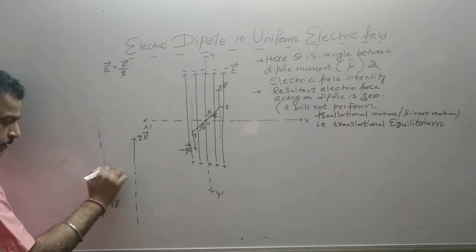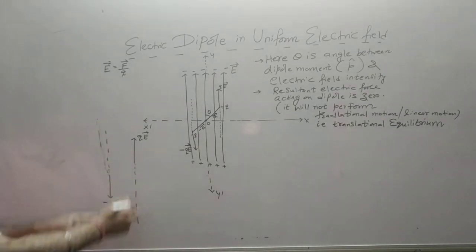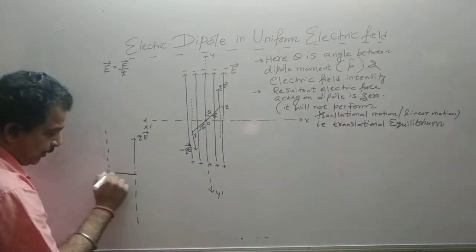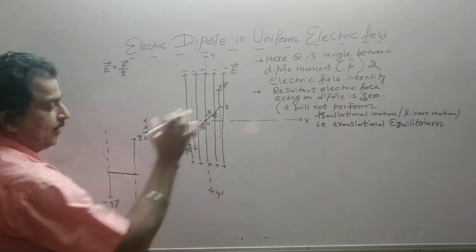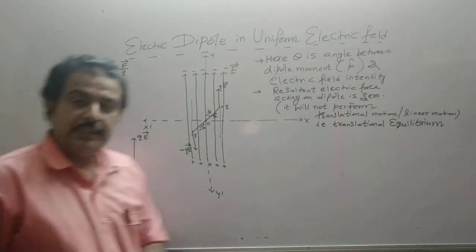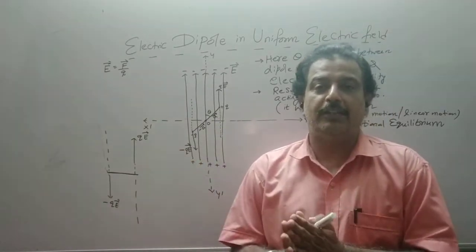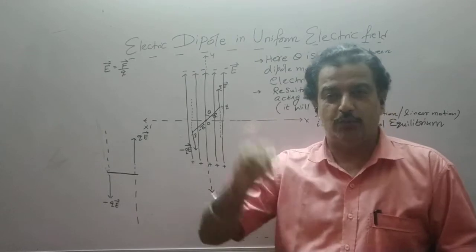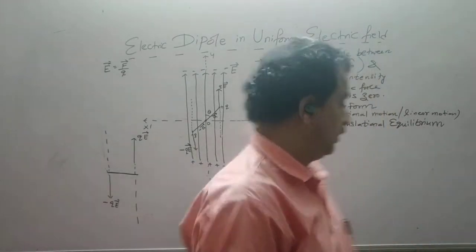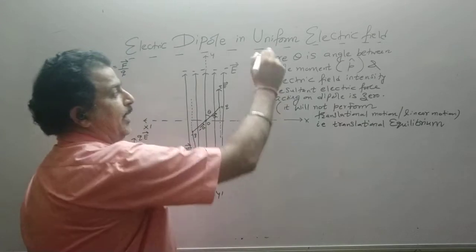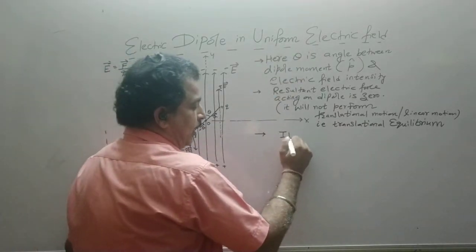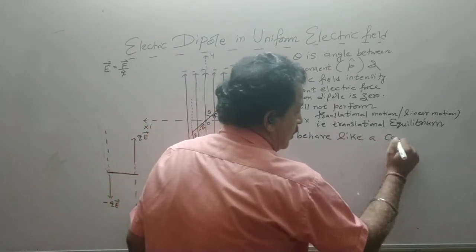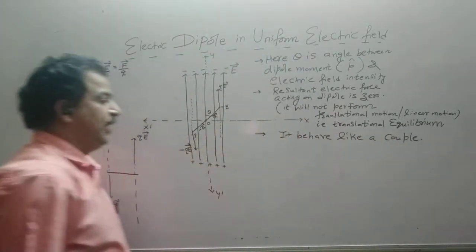So if you observe this, both the forces are parallel to each other, and they are separated by a finite distance. This is a finite distance. Now when these conditions happen, when two anti-parallel forces are separated, they form a couple. So that is what we have studied in 11th rotational motion. So when a dipole is placed in a uniform electric field, it behaves like a couple.